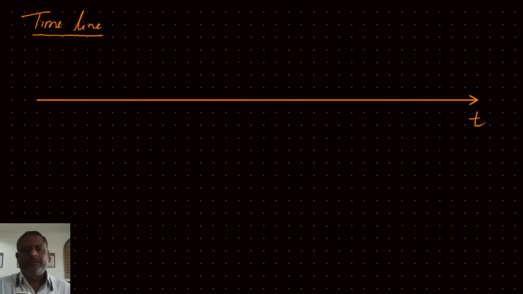Hi friends, let's now try to understand all these concepts putting on the timeline. So that's a timeline, and there are some algorithms which can be solved in polynomial time. So we can call this the P class of algorithms.